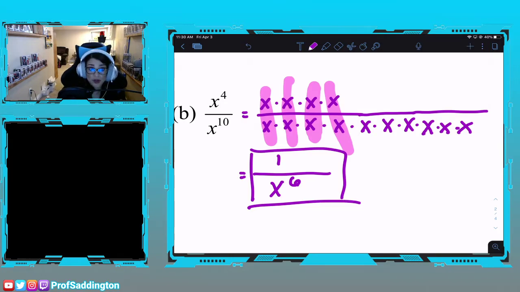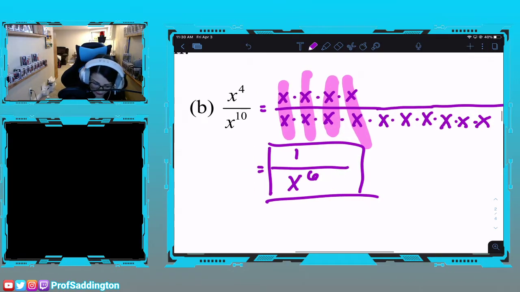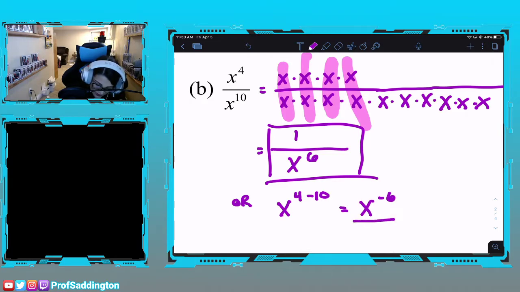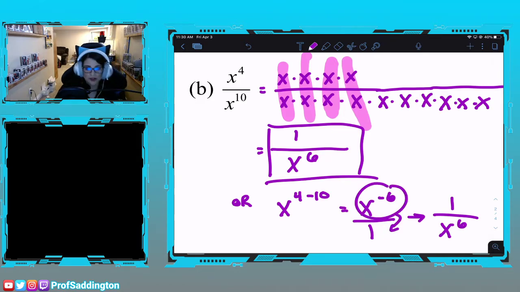Now, if you were subtracting this, if you would have done x to the 4 minus 10, you would have gotten x to the negative 6. And we can't have negative exponents. It's not allowed. So if you remember the rule, you'd have to switch them to be 1 over. That would have to come down to the denominator. So 1 over x to the 6. So no matter which way you choose to solve it, you'll get the same answer. It's just whatever method works for you.